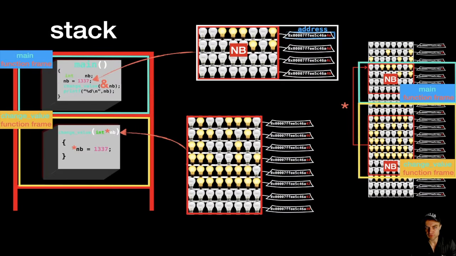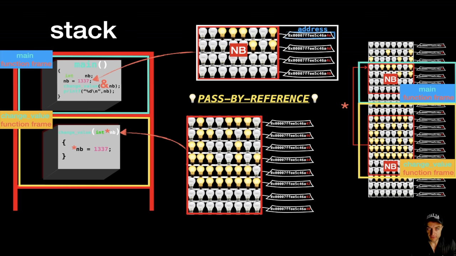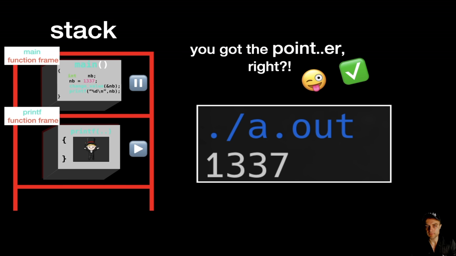So thanks to the magic of pointers, I'm able to go somewhere else and change values. This, my friend, is called passing a value by reference, not by value, but by reference. So we give to the function a specific address, a specific place to look at if we want it to do its business. So pass by reference, which is very different from passing an argument by value, right? You just saw. So we have the change value function that gets deallocated when we reach the final curly brace, and then we call again the printf.